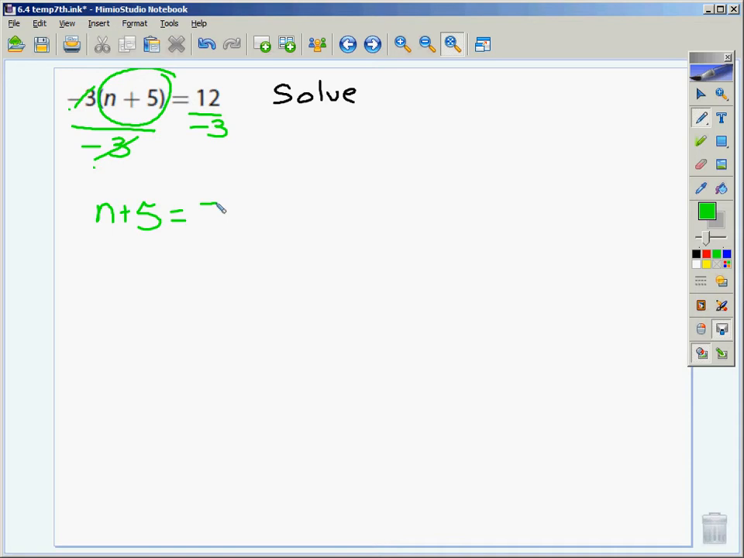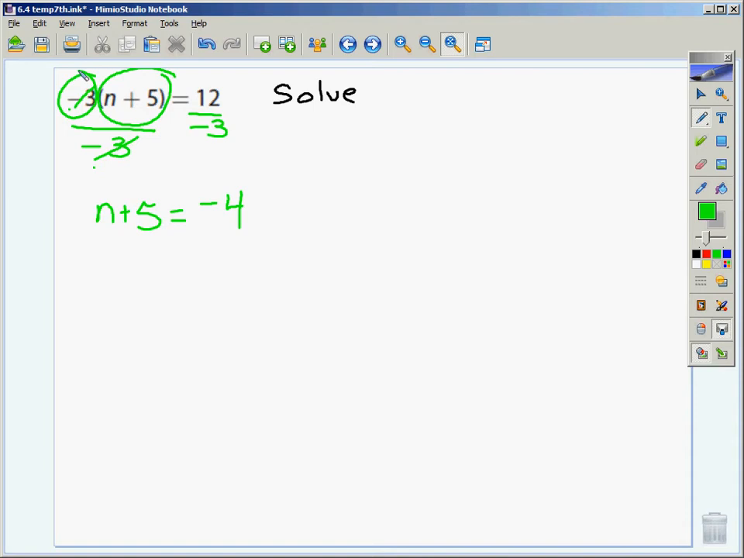A positive divided by a negative would make a negative. And 3 goes into 12 how many times? 4. Because I wanted to get rid of what? The negative 3 that was out in front. It's being multiplied. How do you get rid of multiplication? Division. That's why I had to divide here. If I had divided by a positive 3, this would have still been a negative out in front. I want a what?